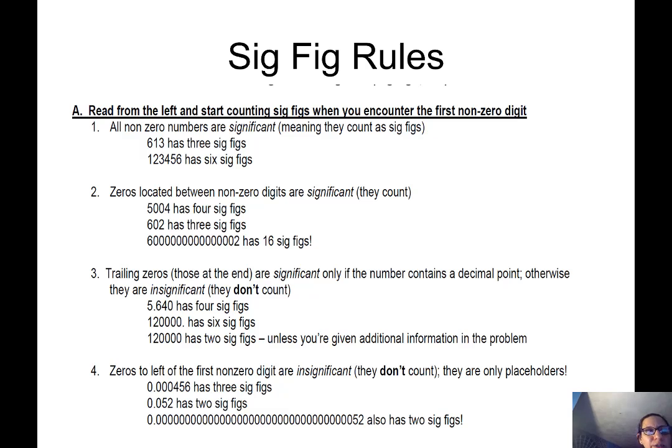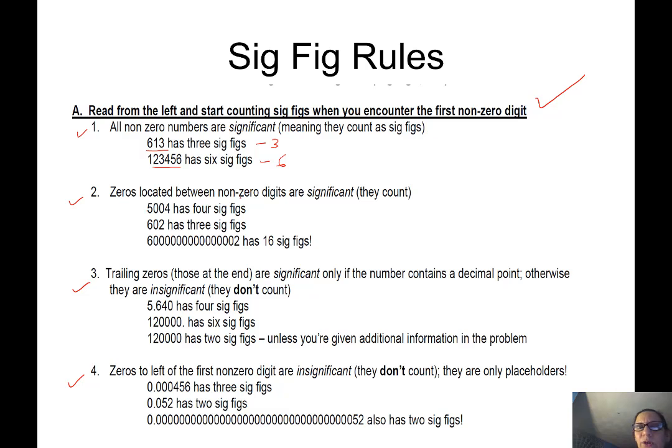So now that you know a little bit about the significant figures, let me state the rules to you. Read from left and start counting sig figs when you encounter the first non-zero digit. So there are rules. There are 4 different examples that have been given to you, and all non-zero numbers are significant, meaning they count as sig figs. So for example, in this case you have 3 sig figs. In this case there are 6 sig figs.